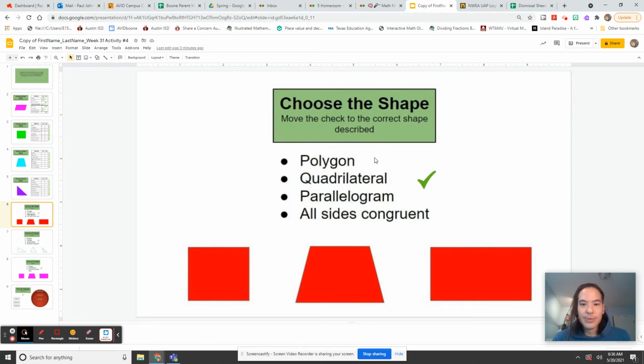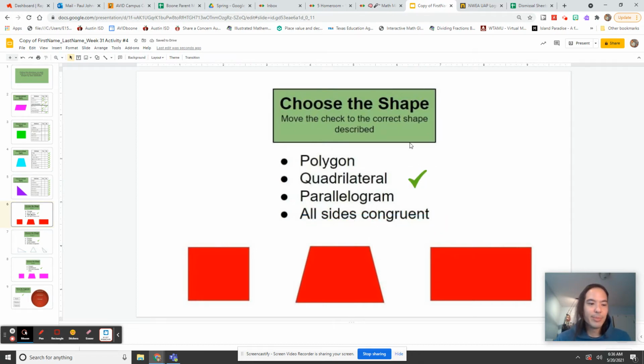All right, next, choose the shape. Polygon. Okay, so we're looking at a closed figure made up of lines. Quadrilateral. We need 4 sides. Parallelogram. That means that 2 opposite sides are congruent. And then finally, all sides congruent. That one tells us which one it is. All of these do not have 4 congruent sides. So put the check next to which shape has all sides congruent.